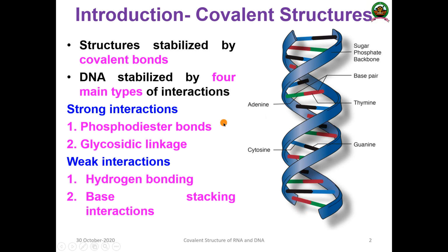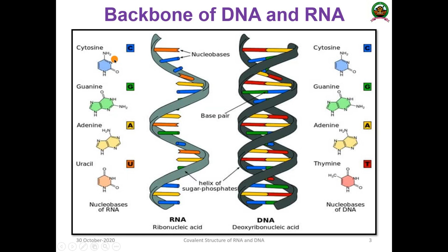We are going to discuss in detail the first interaction, which is the major covalent interaction that produces the covalent structure of DNA, and then we will discuss briefly the other three interactions. As you all know, the backbone of DNA and RNA is stabilized by the sugar phosphate backbone. This is the RNA sugar phosphate backbone. This is ribonucleic acid, which is single stranded, and there you can see the nitrogenous bases also.